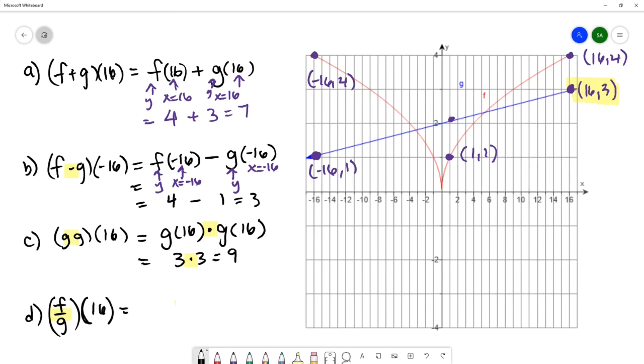So this is f of 16 divided by g of 16. And we've already found f of 16 to be 4 and g of 16 to be 3. When we divide those, we get 4/3. So f divided by g of 16 is 4/3.